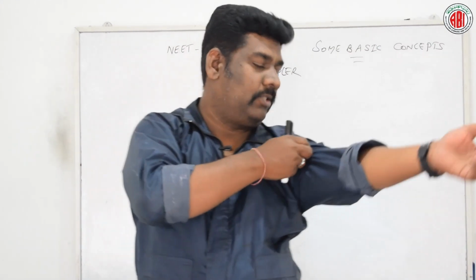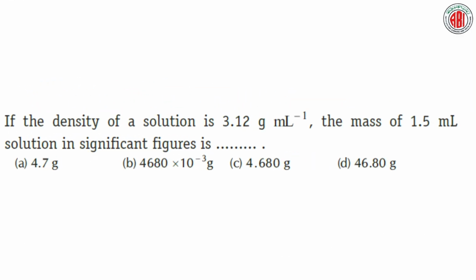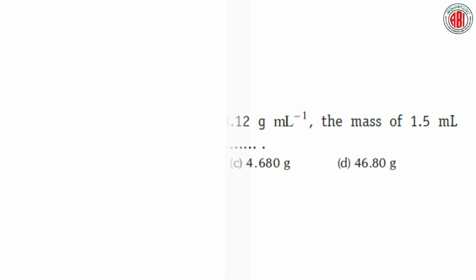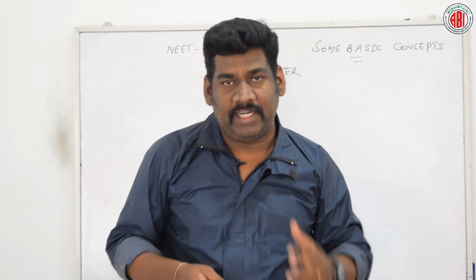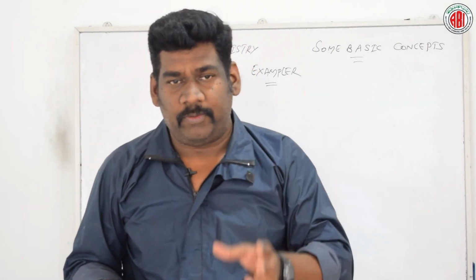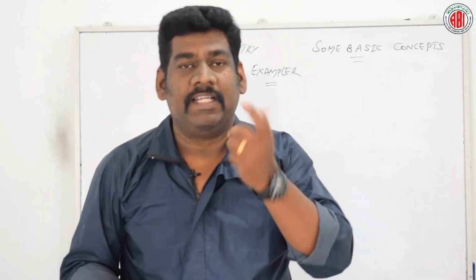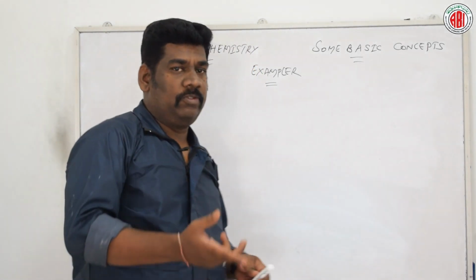Now let us go for this next question: if the density of the solution is 3.12 gram, the mass of 1.5 ml solution should be written in the form of significant figures. Here are 4 different options given. Let us see how to solve. First, we should find the mass, then we will get the value. That value we are going to express in the form of significant figures. Let us see how to solve this problem.